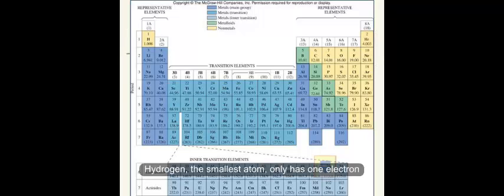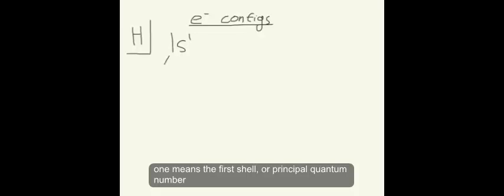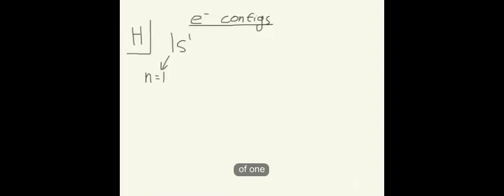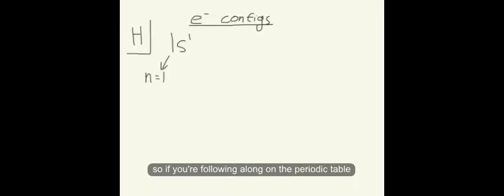Hydrogen, the smallest atom, only has one electron. So when we do its electron configuration, we only have to write 1s1. What does this mean? This is where the electron lives. 1 means the first shell, or principal quantum number of 1. So if you are following along on the periodic table, this means it's in the top period.